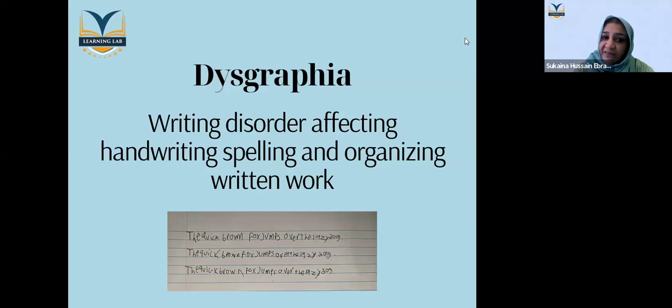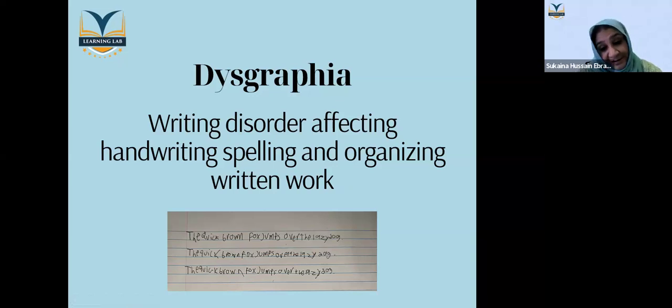So dysgraphia basically covers the writing disorder. Okay, so you're not going to add the doctor in it, of course. It affects handwriting, spelling, and organizing written work. Whatever the written work is, they find it harder to organize their thoughts while writing. It's not that their IQ level is low, but when it comes to hand-eye coordination, or brain and hand coordination, they struggle there. A simple example is there, if you can see, it's really, really difficult to read.